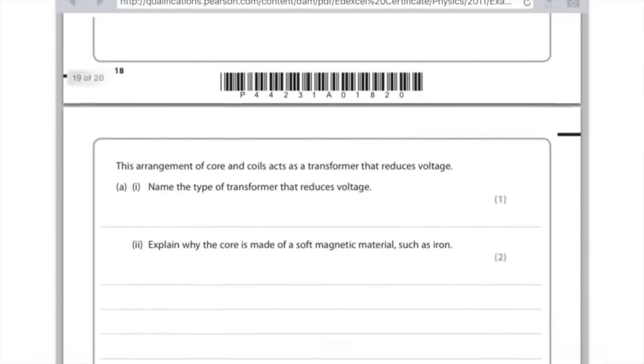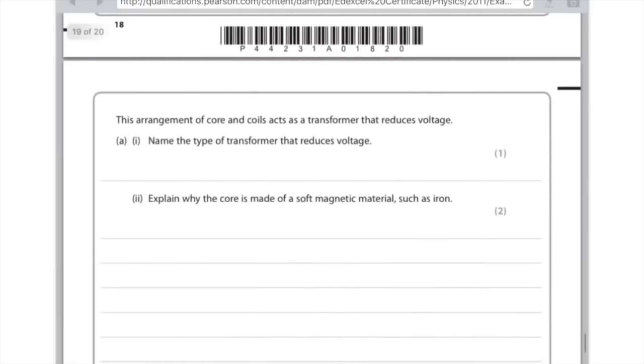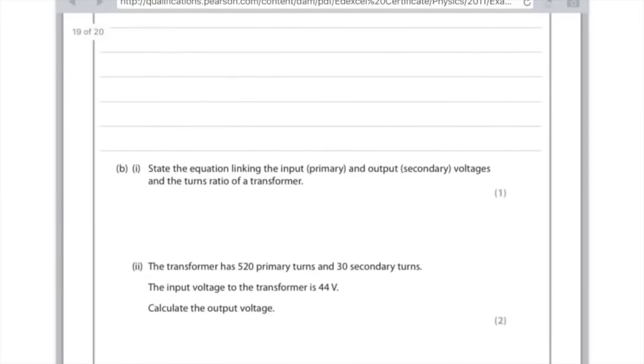Explain why the core is made of a soft magnetic material such as iron. Remember, it's because iron is softly magnetizing, and therefore it loses its magnetism easily, and also you need to state the fact that the magnetic field in the core can change. State the equation linking the input primary and output secondary voltages and the turns ratio of a transformer. This is something you're just going to have to learn. So write input voltage divided by output voltage equals primary turns divided by secondary turns. Please just learn that off by heart.